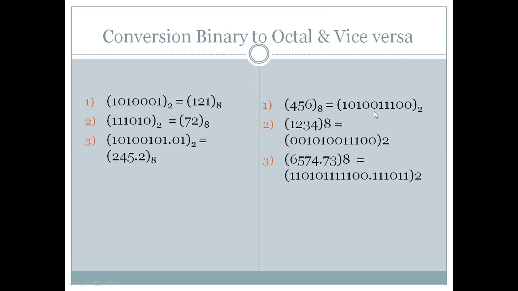This is octal to binary, so we have to write down a group of 3 bits for each digit. For 3 we write 0, 1, 1. For 2 we write 0, 1, 0. And for 1 we write 0, 0, 1.